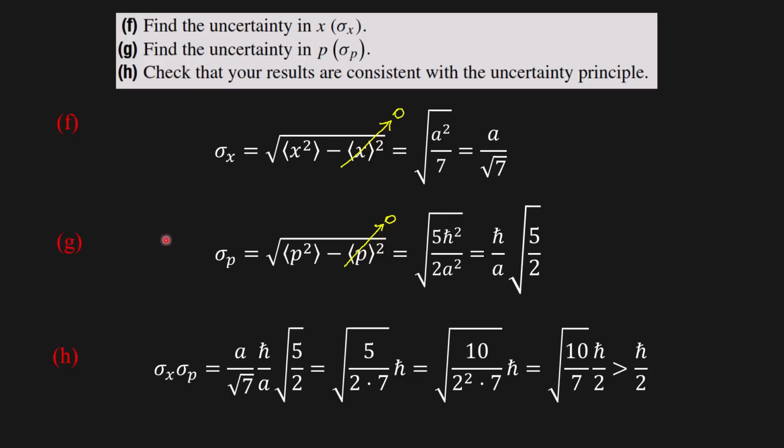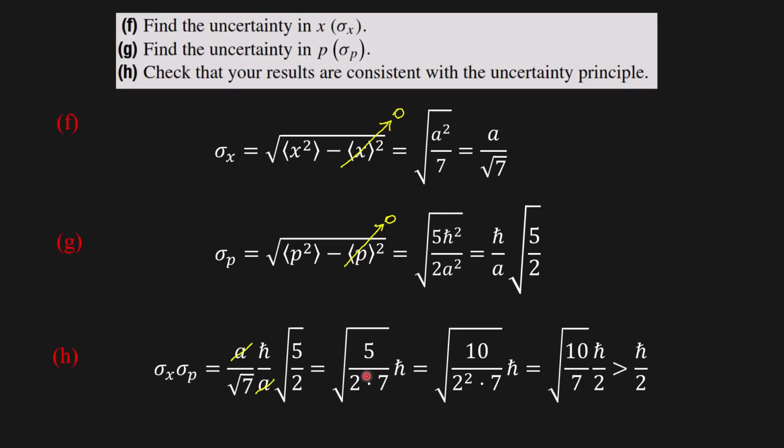Now we have to check the uncertainty sigma x into sigma p. Sigma x is a divided by square root of 7, and sigma p is equal to h cross over a square root of 5 by 2. So naturally this a will get cancelled. So what I am going to do is I will bring this 7 inside. So that is 2 multiplied by 7 in the denominator, and 5 divided by 2 multiplied by 7.